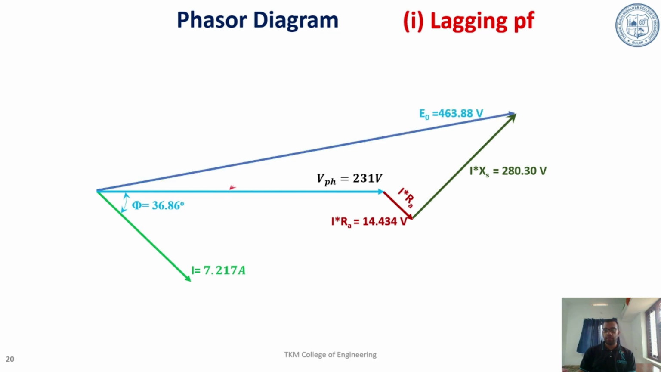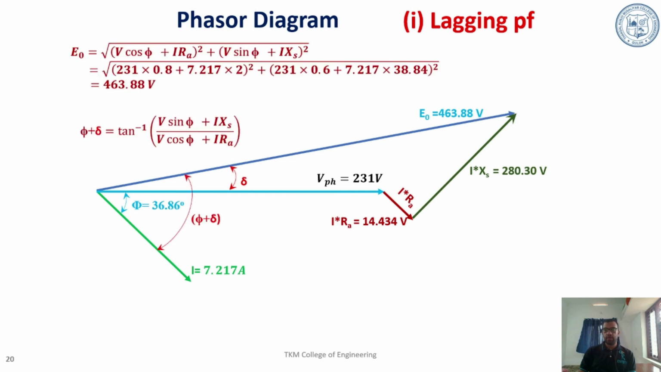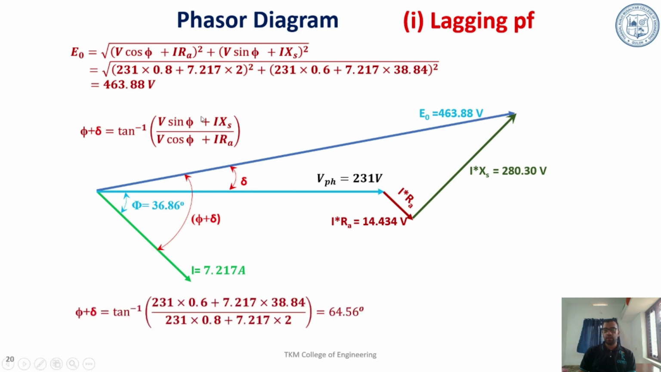is E0. Angle between E0 and V is the load angle or delta. Angle between E0 and I is phi plus delta, and it is obtained from this expression. Substituting all these values, phi plus delta is obtained as 64.56 degree. Then we can obtain delta as 27.69 degree. Coming to the leading power factor condition.